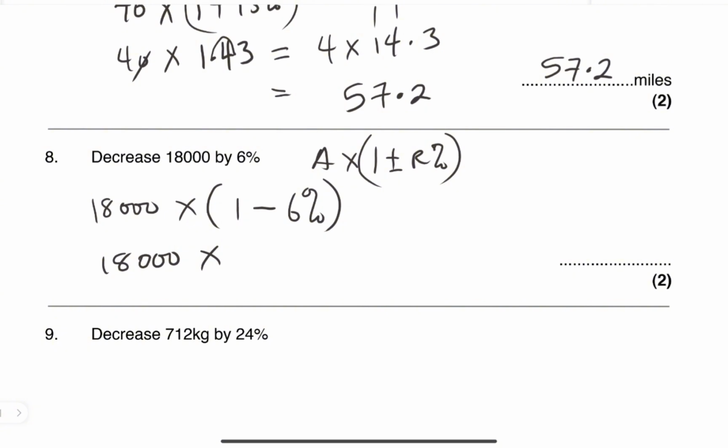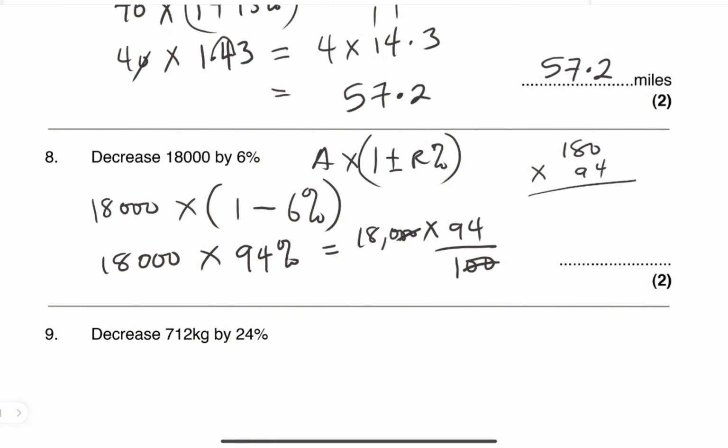Let me just do it as, if we take away 6% from 100, it is 94%. So this is 94%, which is the same thing as 18,000 times 94 over 100. So we take out the zeros, then we do 180 times 94. 4 times 8 is 32, so 2 here, 3 here. 4 times 1 is 4.